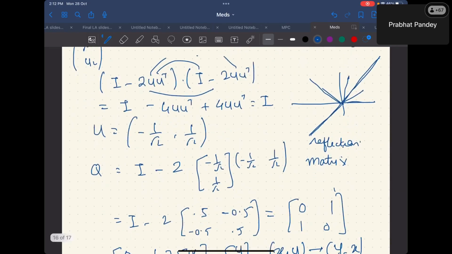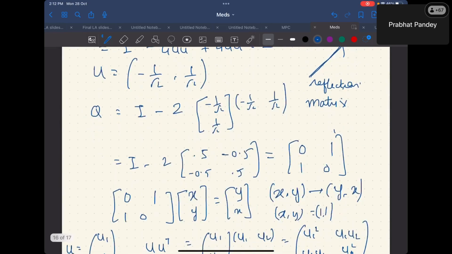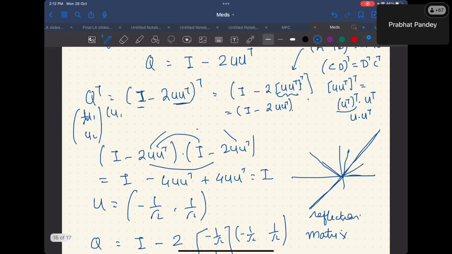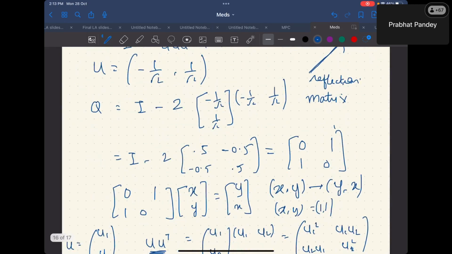About what we are looking for in a reflection, whether that line or vector will be defined by this U or what it is. This means when we say reflection, there will be some reference about which we want the reflection. Okay, so let us take this and compute.